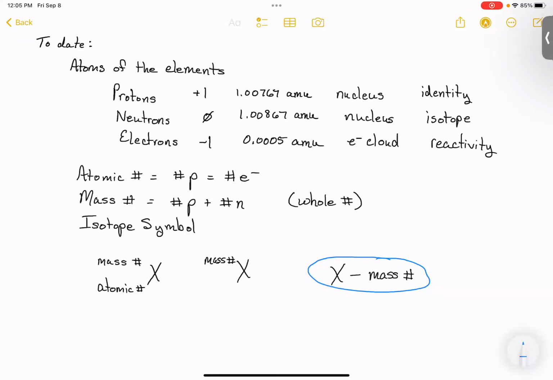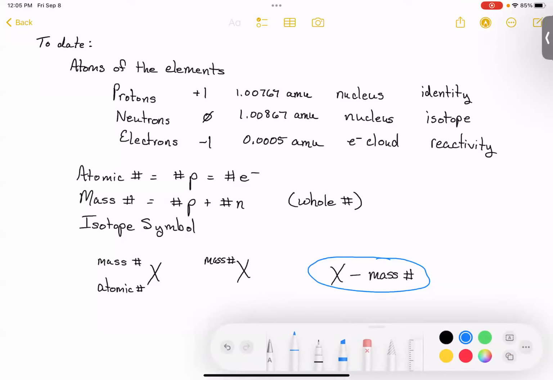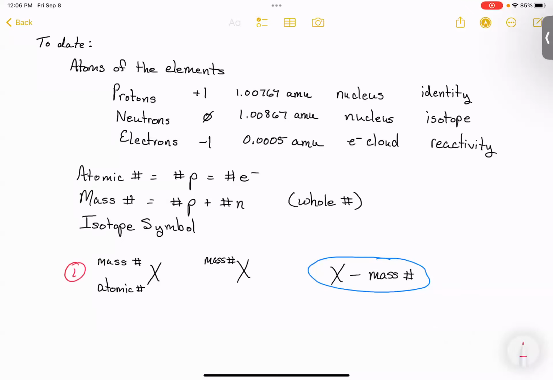Now, an isotope symbol, however, can be written in a variety of ways. The most explicit of the forms is actually this first form, where you write the element symbol. The X is just any element symbol. So it could be carbon, so it'd be C. It could be silicon, so it'd be Si. It's just representing the symbol. You have your element symbol, and to the left as a superscript, you put the mass number, and to the left as a subscript, you put the atomic number.